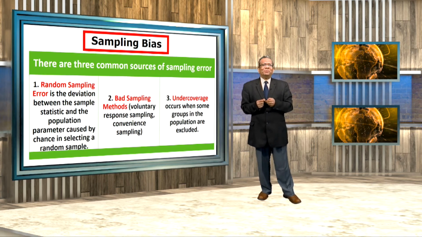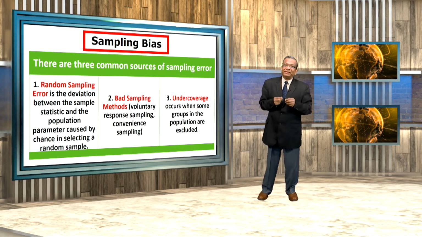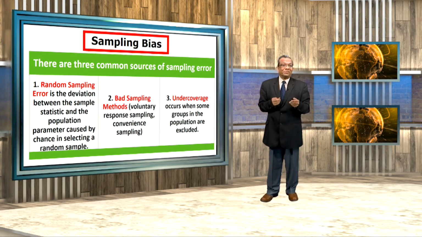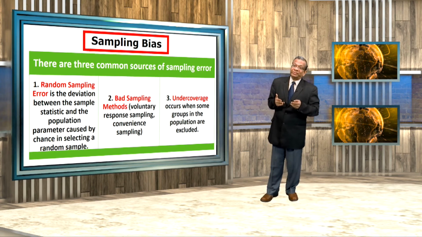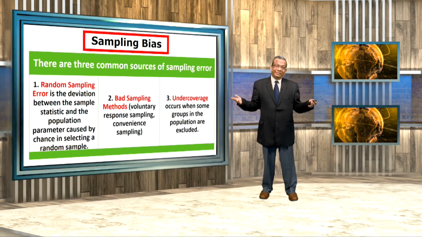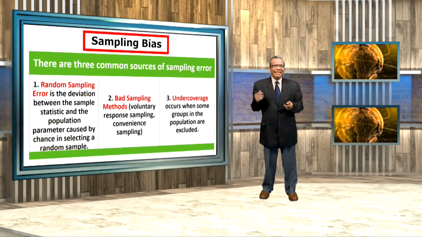Let us explain. There are three common sources of sampling error. Random sampling error is the deviation between the sample statistic and the population parameter caused by chance in selecting the random sample. In selection of a random sample, we may make mistakes. Bad sampling methods: voluntary response sampling, convenience sampling, and undercoverage, when some groups in the population are excluded. Therefore, these are all the three common sources of sampling error.